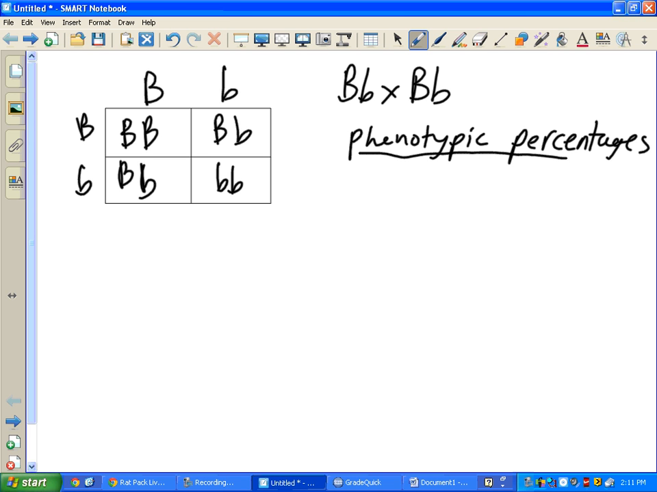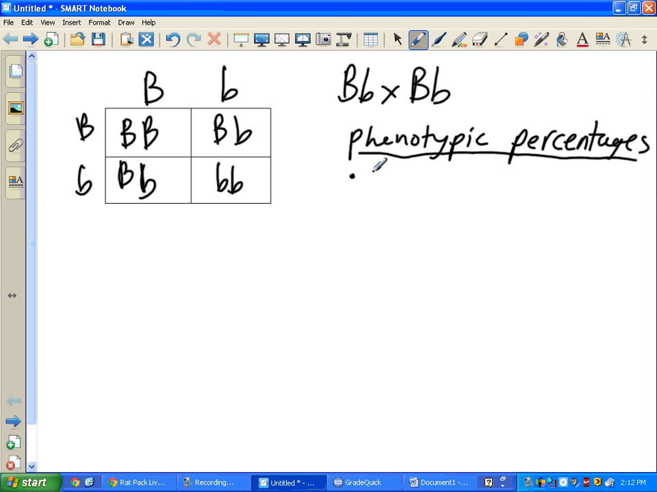So the first thing you do is you decide, well, what phenotypes could I possibly have? And let's just go with the blue and the brown-eyed example here. So remember, brown is dominant to blue, so brown's going to be the big B. So first thing you want to do is write down your categories.